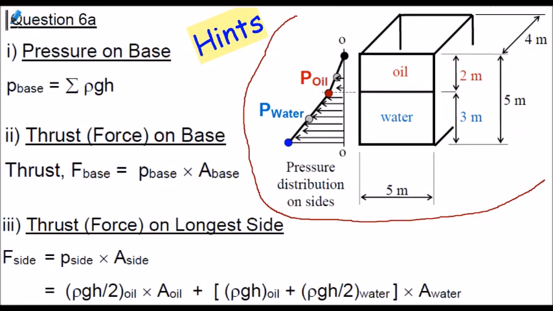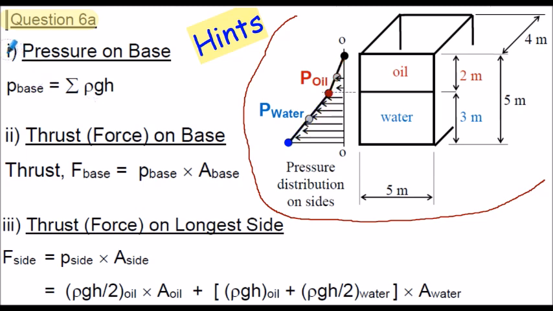And here are a few hints related to question 6a. On the left hand side here shows a sketch of the tank. Notice that the oil floats on the water because the oil relative density of 0.75 is less than that of water, which would have a relative density of 1. Also notice the pressure distribution from the free surface to the base of the oil, and the pressure distribution here from the top of the water to the base of the tank. This pressure distribution helps us calculate the total pressure applied to the base and also calculating the various thrusts or forces applied to the tank.